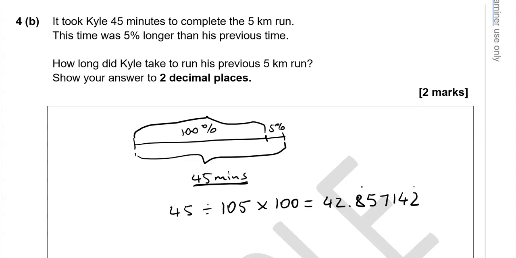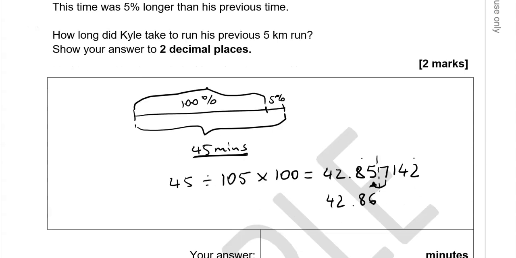which gives us 42.857142. So we'll round this now to 2 decimal places. That means we need to get rid of the digits after the 5. Looking at 7 means that we need to round this up. So 5 will become a 6, 8, 42.86.